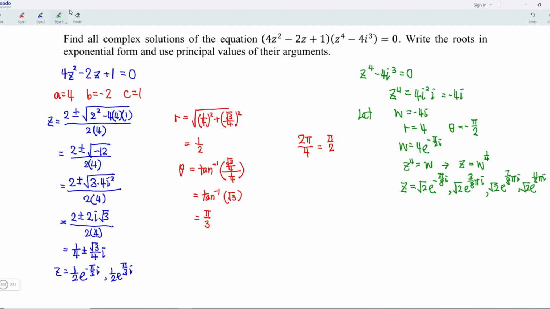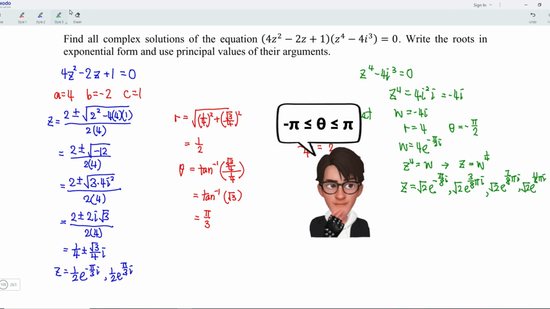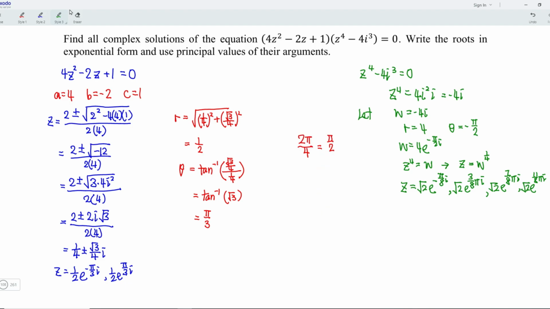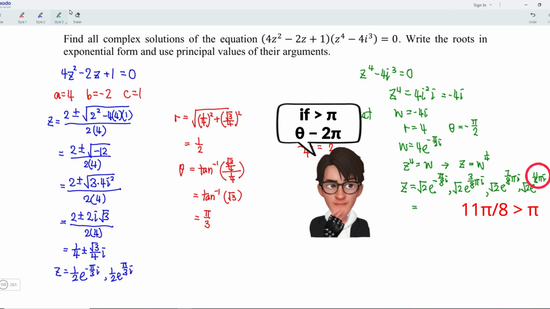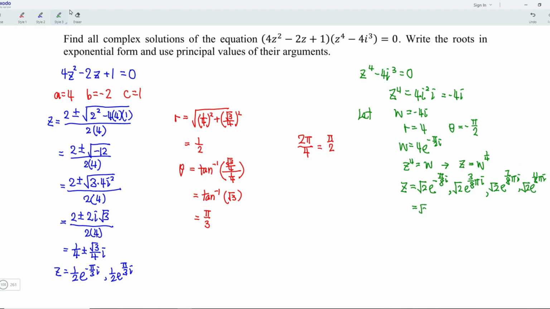However, since the question mentioned we should use principal values of the arguments, which means that the range should be within negative pi to positive pi. So whenever we have more than pi, we should minus 2 pi. For the first 3, since they are within the range, that is negative pi to positive pi, we do not have to perform any calculation. We can copy exactly what we have. But for the last one, since it's more than pi, let's minus 2 pi, and we should obtain negative 5 over 8 pi with i.